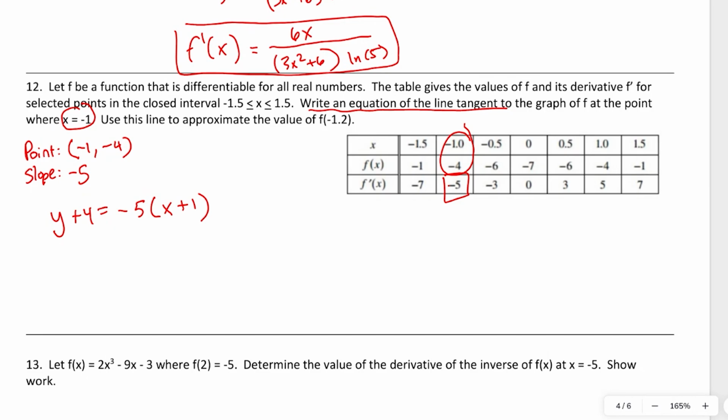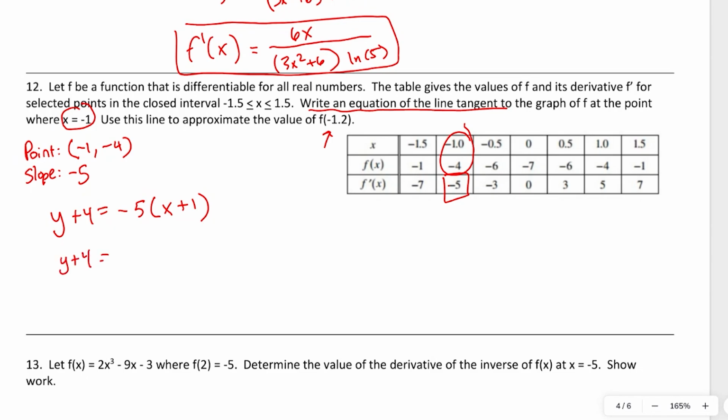So I've satisfied that part of the question, and then it says use that line to approximate the value of f of -1.2. So we just need to substitute that in for x. We don't have any information about the second derivative, so we won't be able to say if it's an over or under estimate. We won't be able to check concavity, unfortunately, but no big deal. So we're going to substitute in negative 1.2 into x.